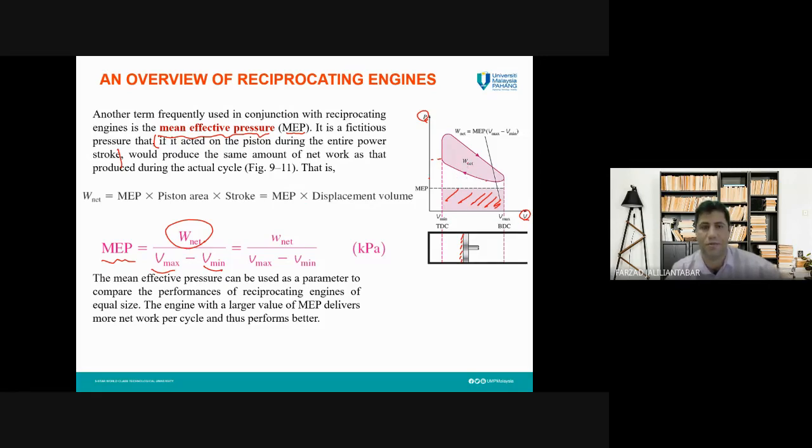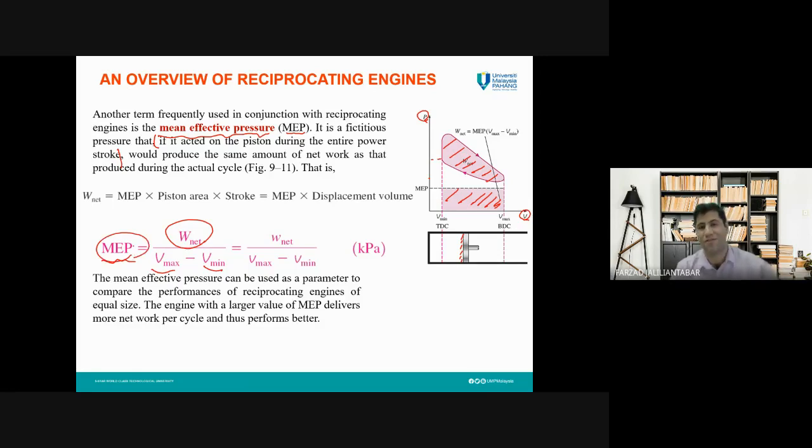Simply, W net in a PV diagram is the area inside the cycle. And also we can calculate it by equations which we will see later. This W net, or the net work output of the engine, can be calculated. When we have W net, Vmax and Vmin, we can calculate mean effective pressure.